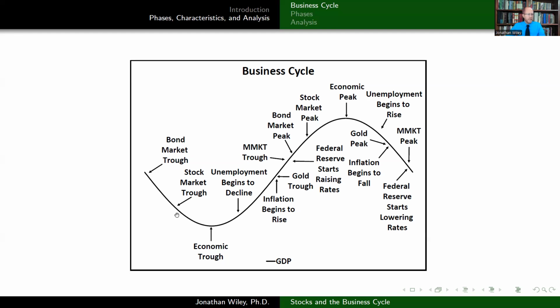So this main wavy line here, I'm using to represent GDP and or economic growth. And really, since the economy tends to grow over time, I should have it waving up and down while trending upward. But for the sake of simplicity, I just had it going sideways to make it a little bit easier.